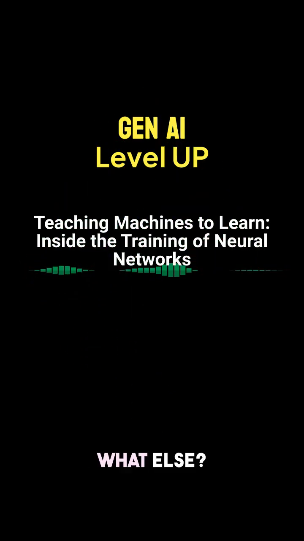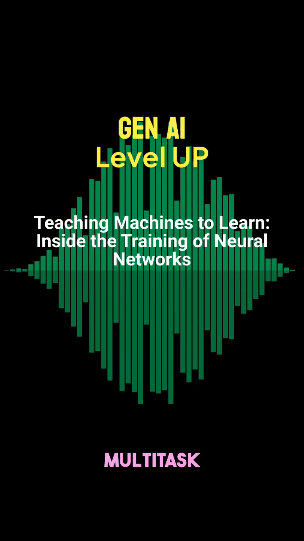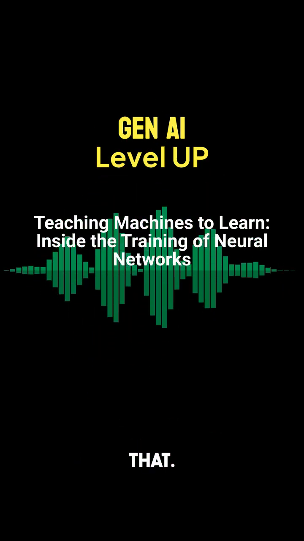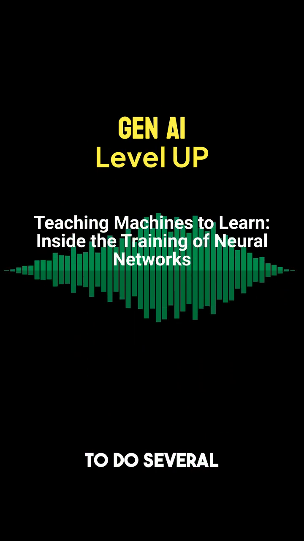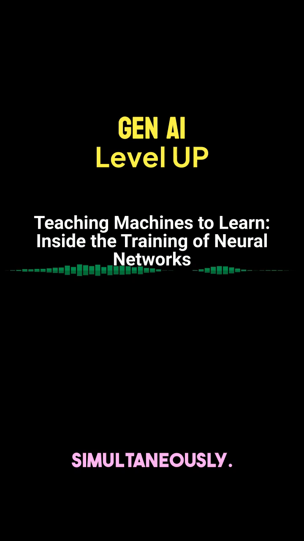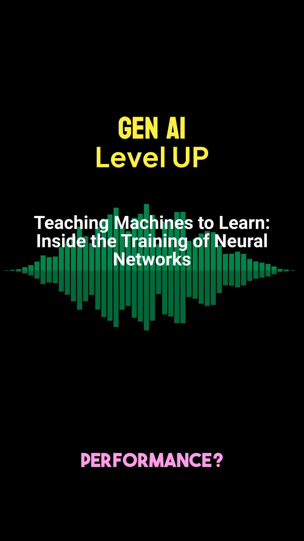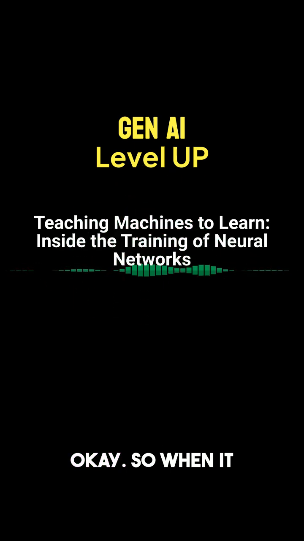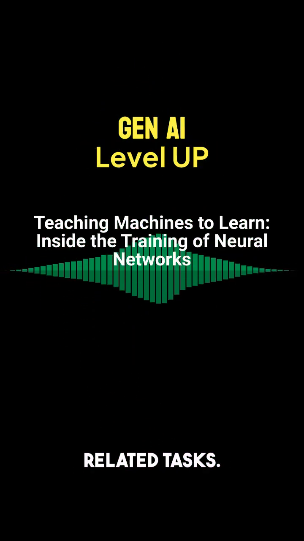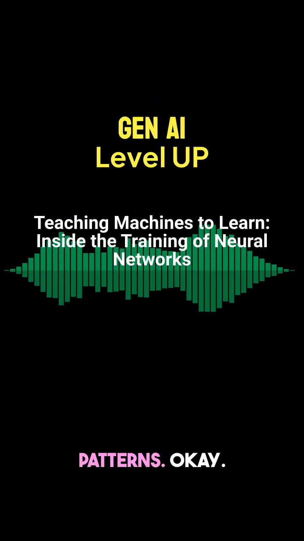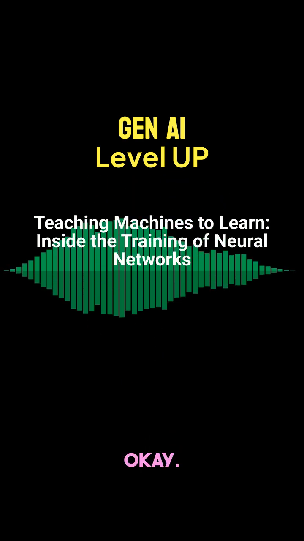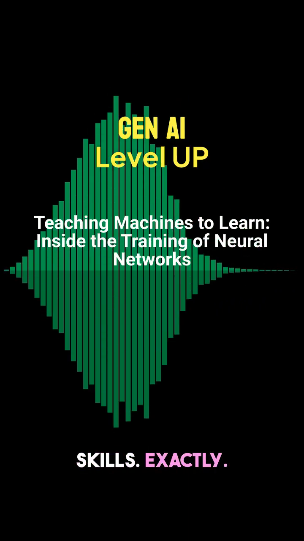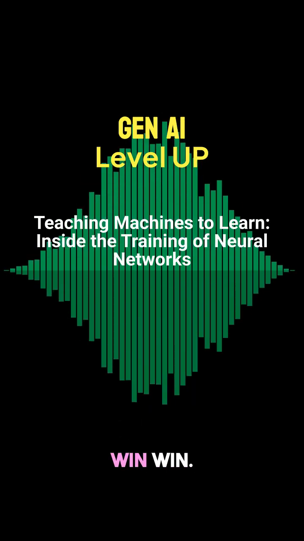What else? And then there's multitask learning. So we're asking our networks to become expert jugglers now. You could say that. In multitask learning, you train a single network to do several related tasks simultaneously. Wouldn't that be confusing for it and lead to bad performance? It might seem that way, but the power lies in shared representations. When it learns multiple related tasks, it can extract features and patterns that are common to those tasks. And so this shared learning can actually improve its performance. So it's like learning transferable skills that you can apply across different domains. Exactly. So it's a win-win.